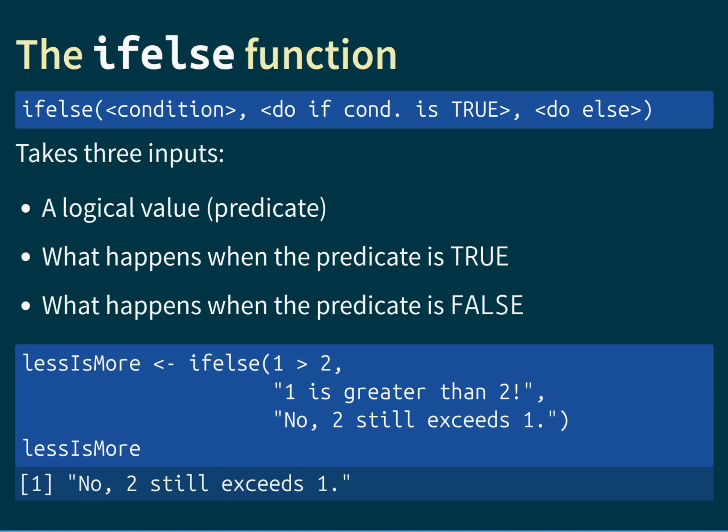the first condition, 1 greater than 2, will evaluate to false, which means that the second input will simply be skipped, the "1 is greater than 2", and instead we're going to go on the third input, which is "no, 2 still exceeds 1", and that will be the value that is returned by the if-else function, and therefore that is the value that we are assigning to the variable less_is_more. So less_is_more will be set to "no, 2 still exceeds 1", and that is in fact what we get if we ask for the value of this variable less_is_more, as you can see at the bottom of this slide.